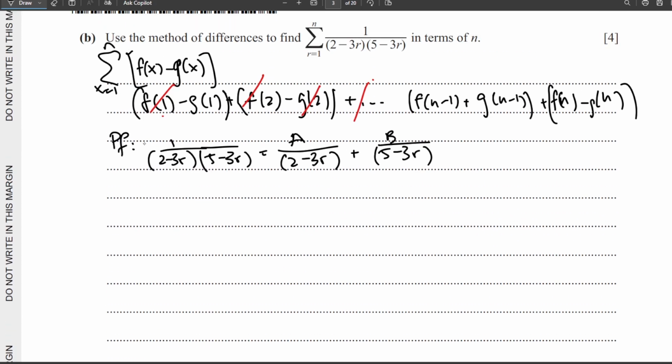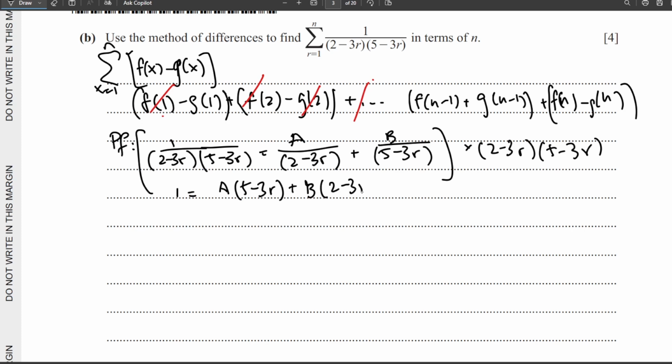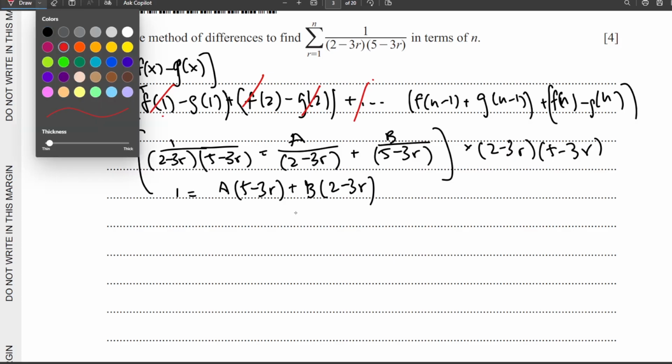So what we're going to do is multiply both sides of the equation by both of the denominator factors, and then on the left hand side we'll just get 1, and the right hand side reduces to this type of expression. And now we choose r. We choose different values of r so that we can eliminate each one of these terms to find the constants.